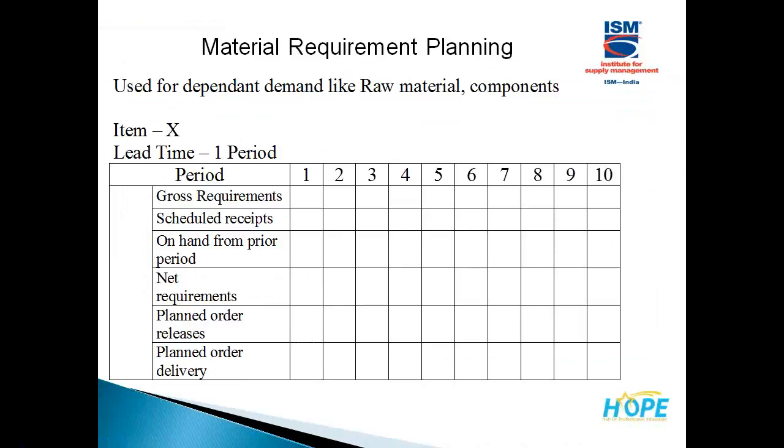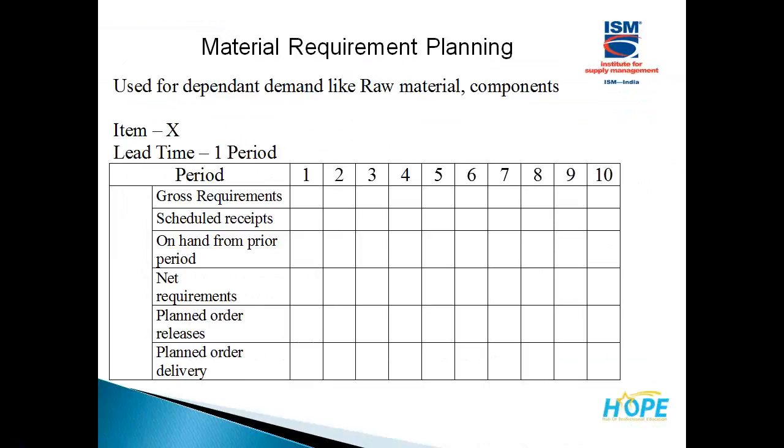Another system which is very commonly used and a very powerful tool is called material requirement planning. This system is very useful for raw material and components, and generally for theoretical purposes, this system is shown the way it is shown in this slide. So we can see, suppose I'm talking about item X, what is the lead time? 1 period, 2 periods, whatever it may be. The gross requirement will come. What is the scheduled receipt?